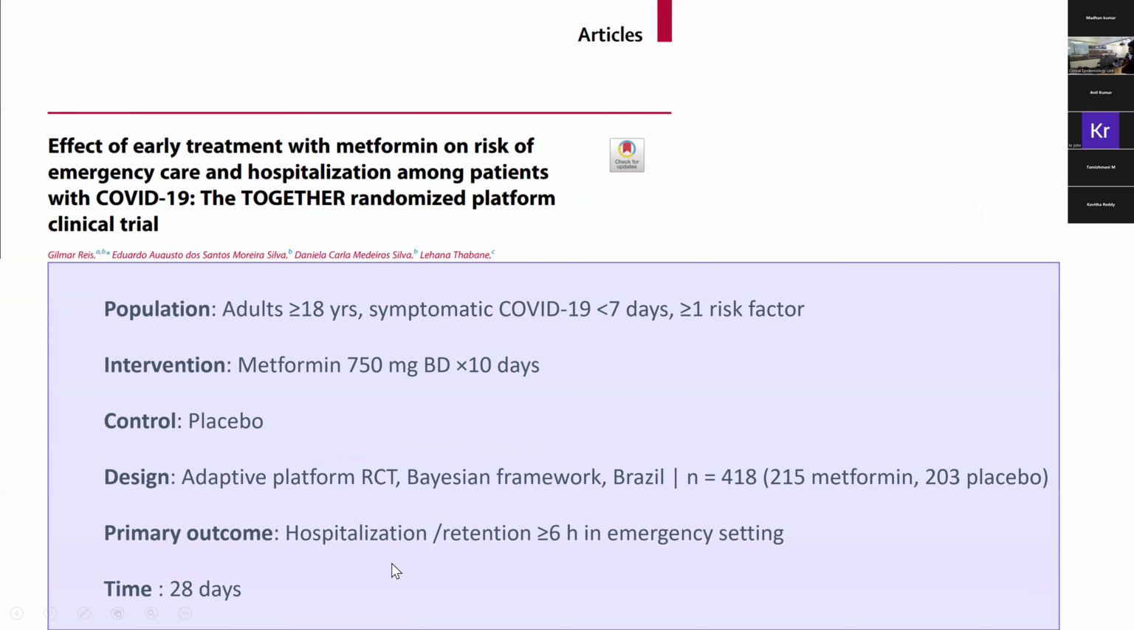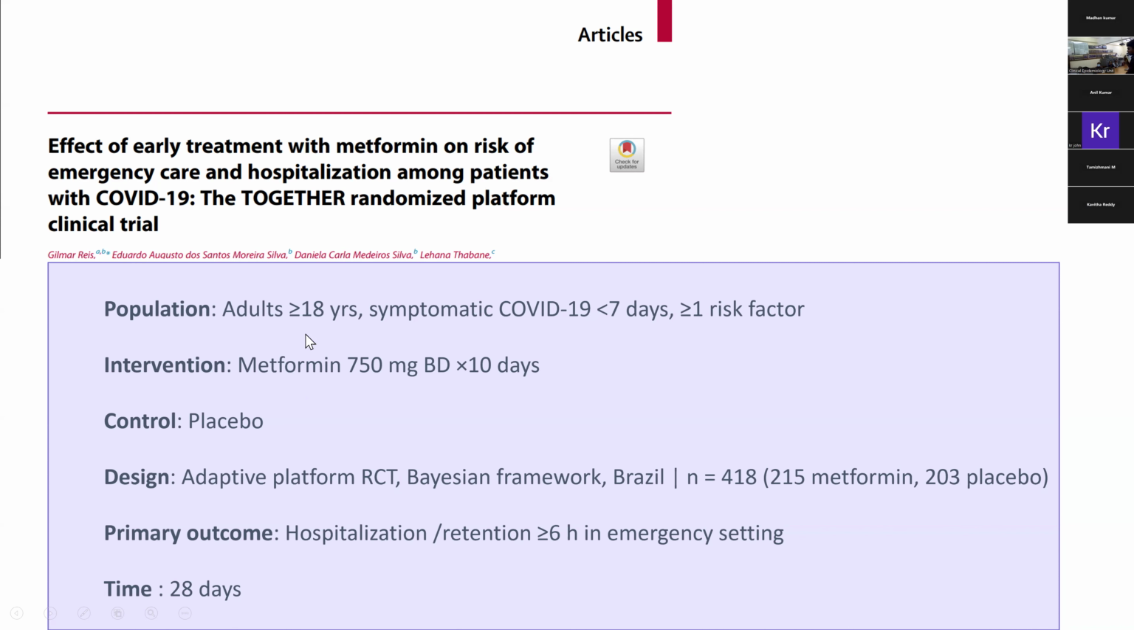Before we could do that, we'll be applying the Inspect SR tool to assess the trustworthiness of this Together trial, and we'll decide whether to include it in the systematic review or not. So the article chosen for appraisal is the Together randomized platform clinical trial, which assessed the role of treatment with metformin on risk of emergency care and hospitalization among patients with COVID-19.